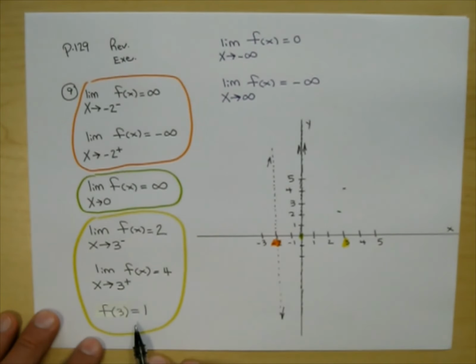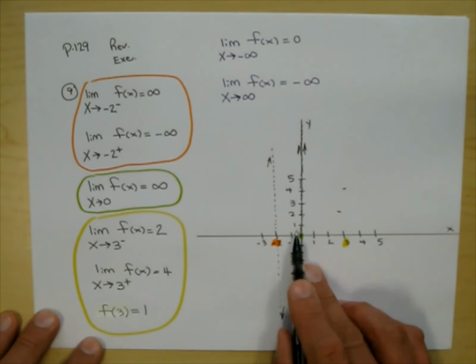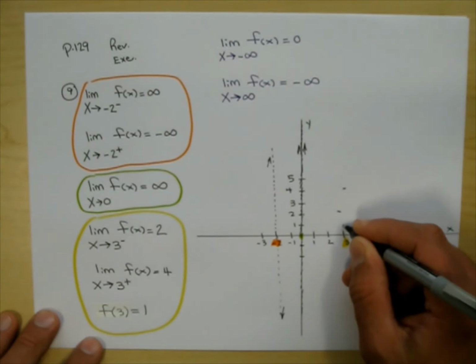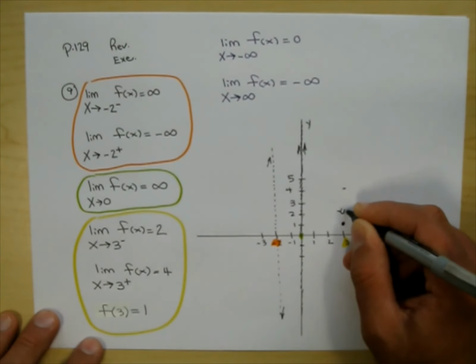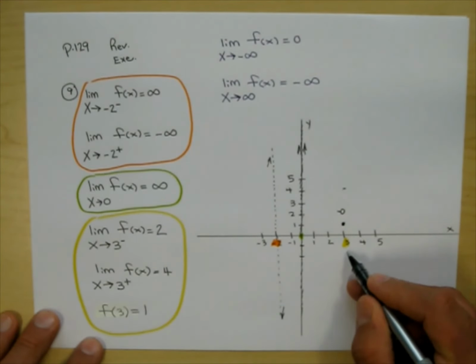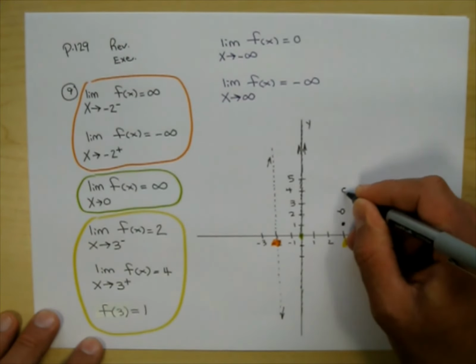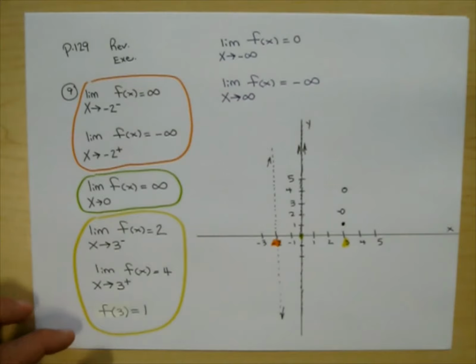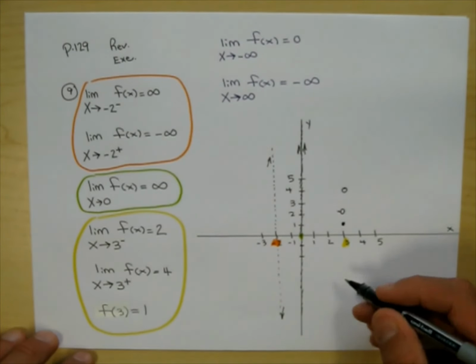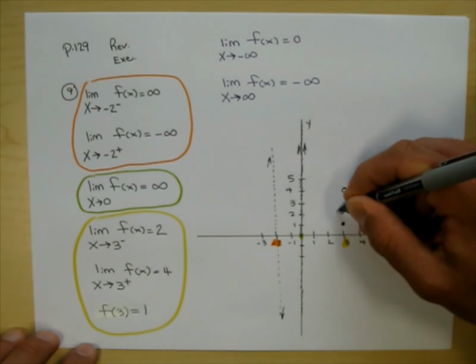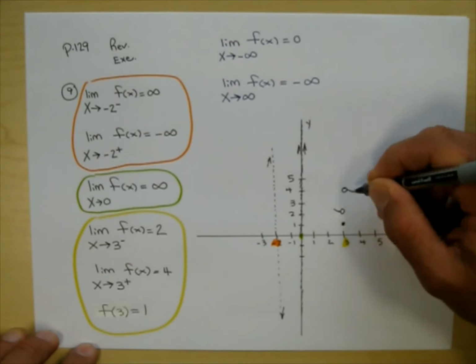And f of 3 is 1. So I'm going to put a closed circle here because it says f of 3 is 1, and I'm going to put open circles right there at (3, 2) and (3, 4). Just put an open circle there. Okay, now I'm going to be approaching this and going like that.